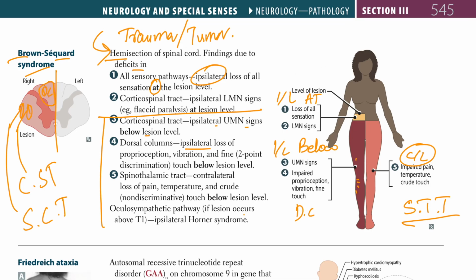Let's just read this quickly. What we have is dorsal column ipsilateral below the lesion, spinothalamic tract contralateral below the lesion, all sensory pathways ipsilateral at the lesion, corticospinal tract at the lesion causing a lower motor neuron lesion, and corticospinal tract ipsilateral upper motor neuron below the lesion.